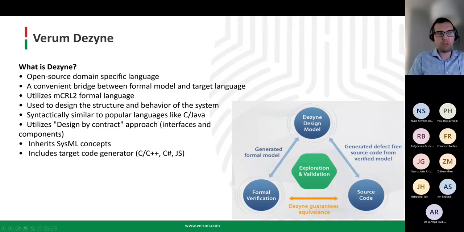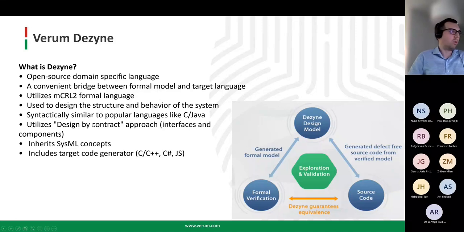So we have our domain-specific language. We directly translate it into the formal language. And then if we say that our code is verified, we can just directly generate the target code, C, C++, C#, that is completely deployable and ready to be used.